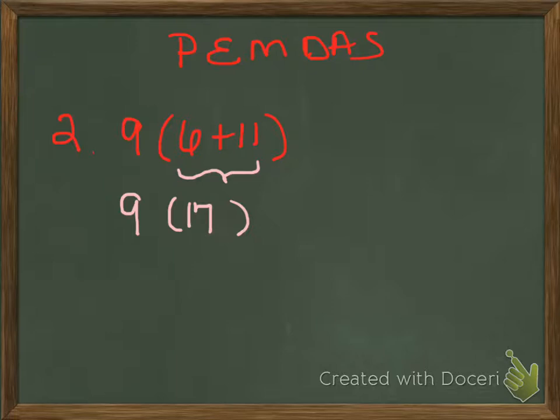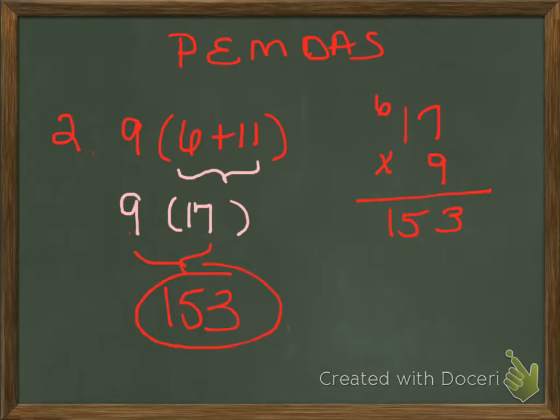I don't have any exponents. I skip over that. I go now to multiplication. I do have multiplication. I have 9 times 17 right here. So you just do 17 times 9, which is 153, and that is your final answer.